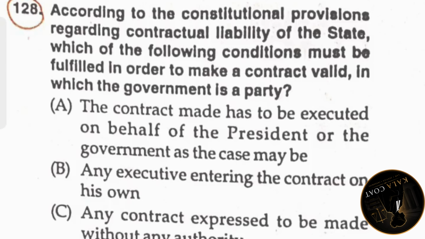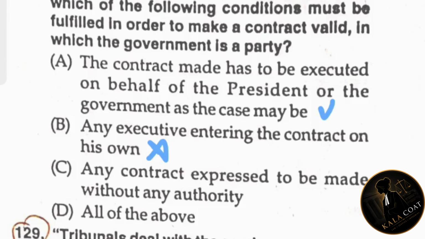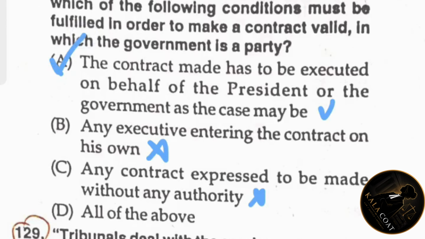Question number 128. According to the constitutional provisions regarding contractual liability of the state, which of the following conditions must be fulfilled in order to make a contract valid in which the government is a party? Options are the contract has to be executed on behalf of the president or the government as the case may be. Yes, this is right. Any executive entering the contract on his own? No. Any contract expressed to be made without any authority? This is also incorrect. All of the above. Correct answer therefore is option A.